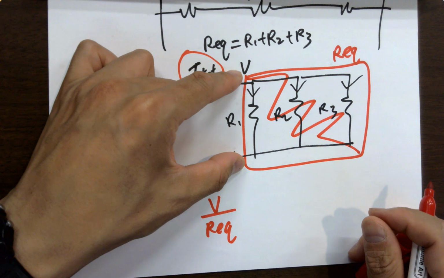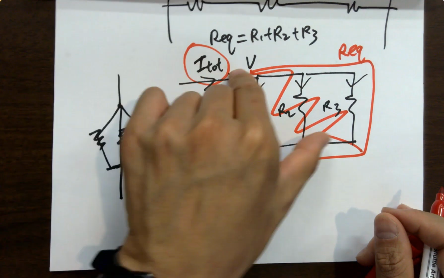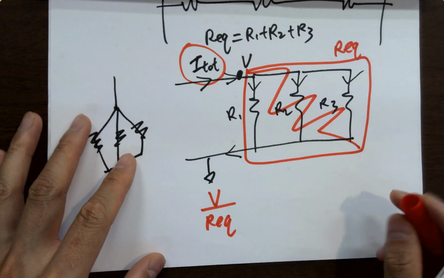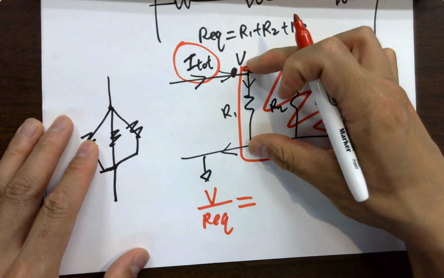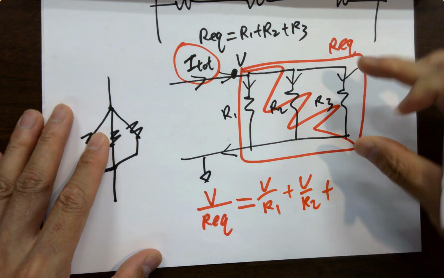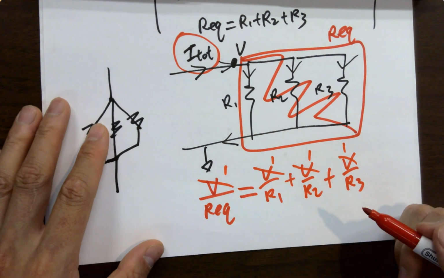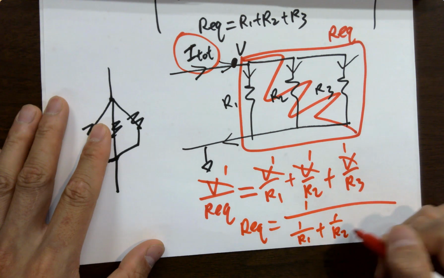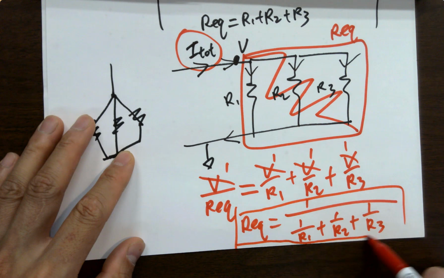Here's the total V, and that's the total big R equivalent of the black box. V over R equivalent is the total current flowing into the black box. This equals every single branch current: V over R1 plus V over R2 plus V over R3. So V cancels, and 1 over R equivalent equals 1 over R1 plus 1 over R2 plus 1 over R3. That's how you get the equation for parallel resistors.